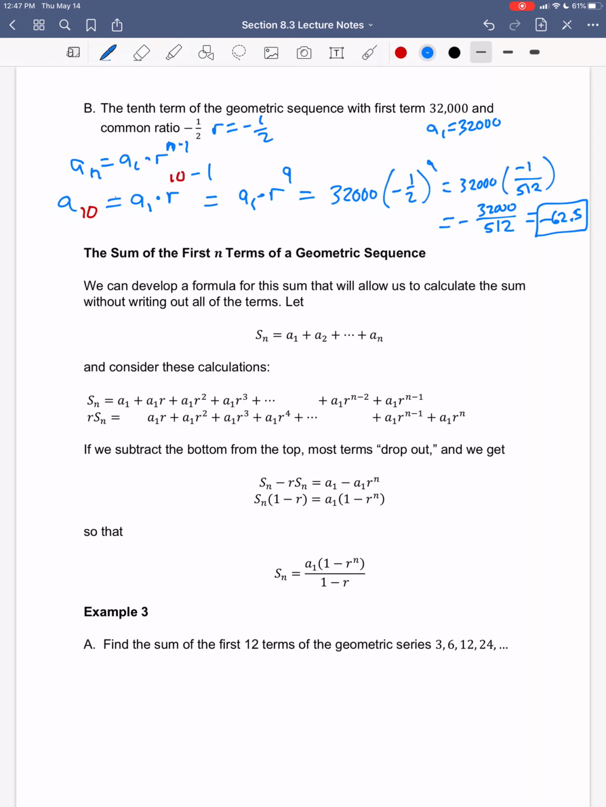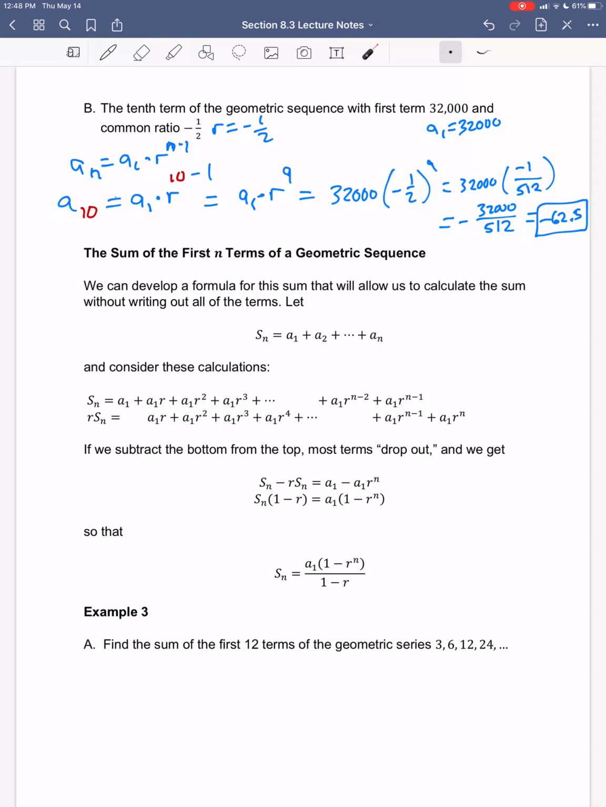Okay. So that's finding an individual term in a geometric sequence. We're also sometimes interested in adding up terms of a geometric sequence. So if we have s sub n, that would be a sub 1 plus a sub 2 plus a sub 3 all the way up to a sub n.